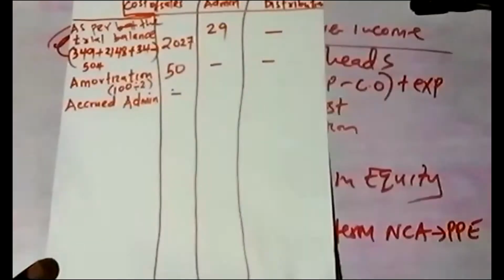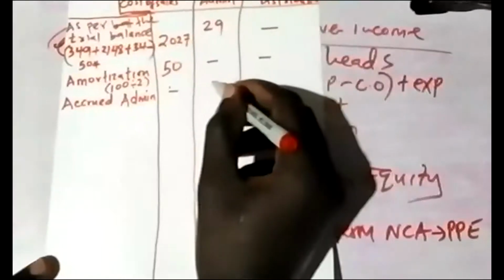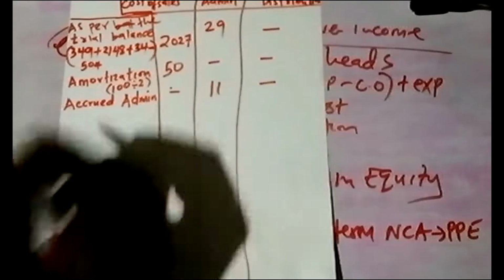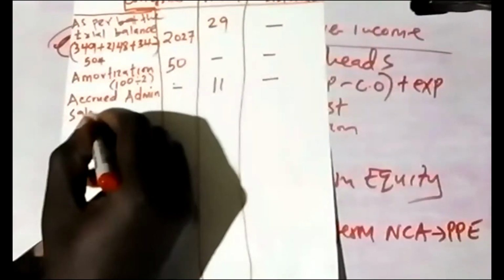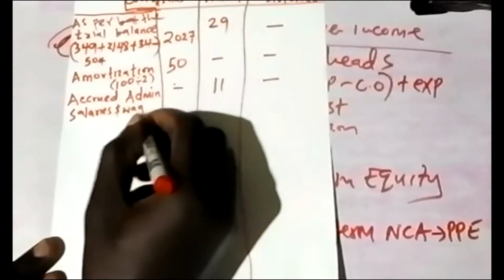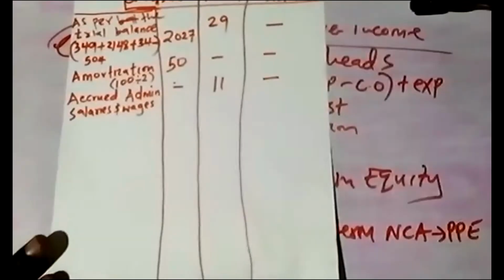Accrued admin. We add it here because we already have the admin, which is 29. We add that one directly. Then they said again there is an accrued salaries and wages.